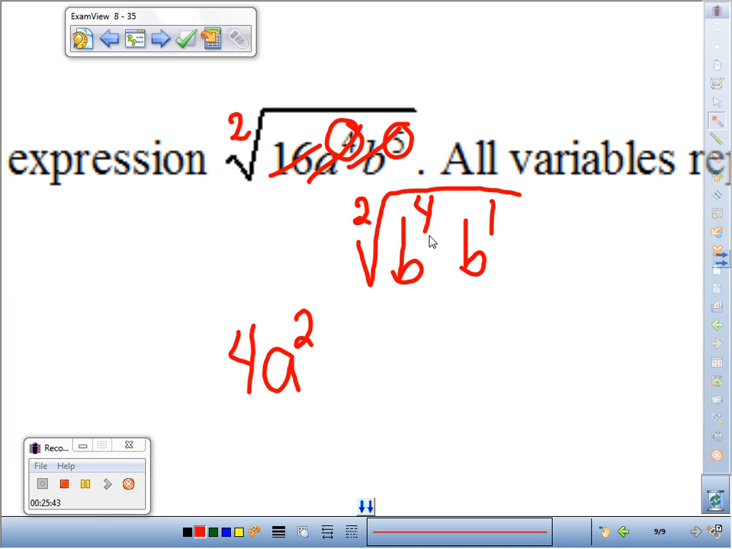So now can we divide this? Yes, what is 4 divided by 2? 2, so that b to the 2nd, cross this one out. What's the only one we cannot divide? B to the 1st, so this ends up being b to the 1st.